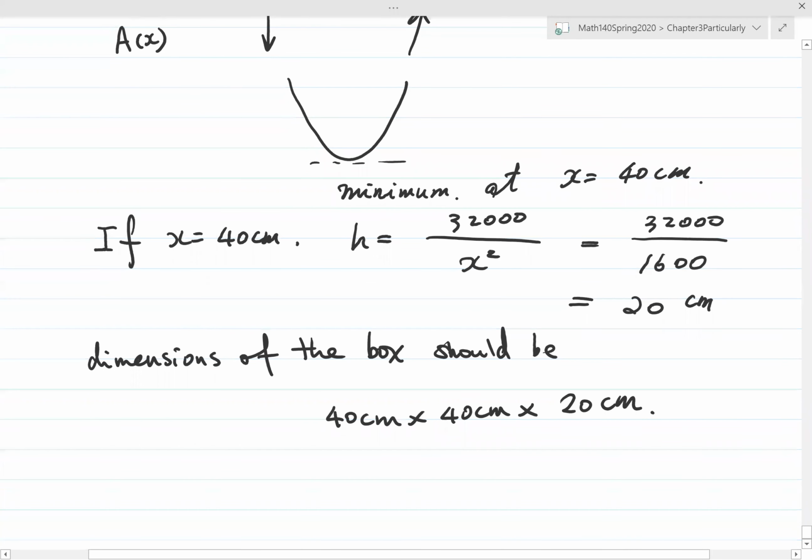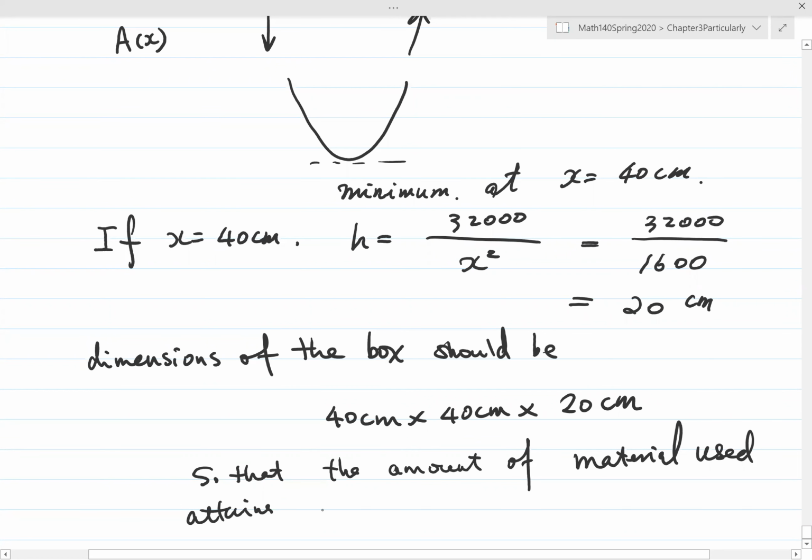So that in this case, the amount of material, the surface area, is minimum; the amount of material used attains its minimum. Okay, so this is this example.